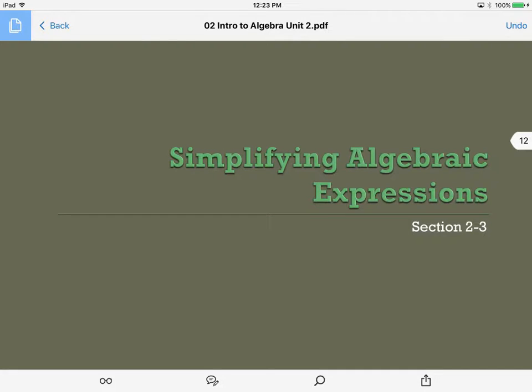Alright, here we go with some actual algebra type stuff. Start out with simplifying algebraic expressions. We're not solving anything, we are merely simplifying, which is actually kind of a big part of solving, which we'll do in the next section.